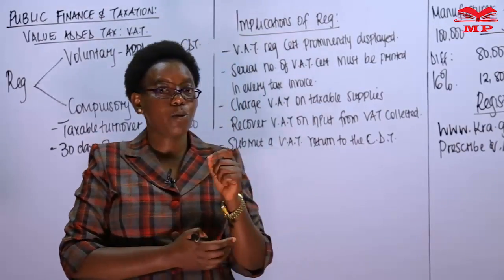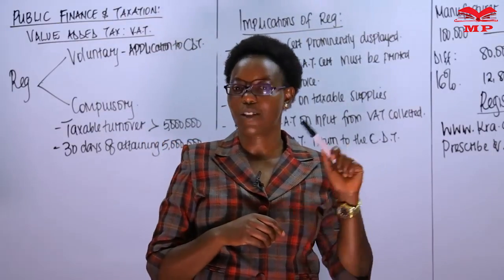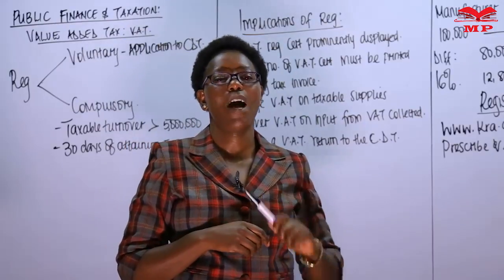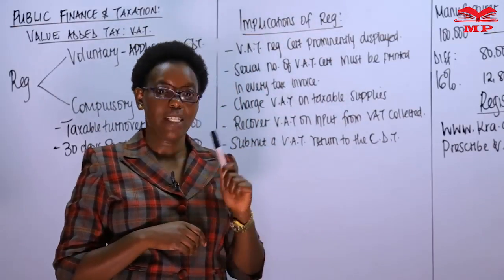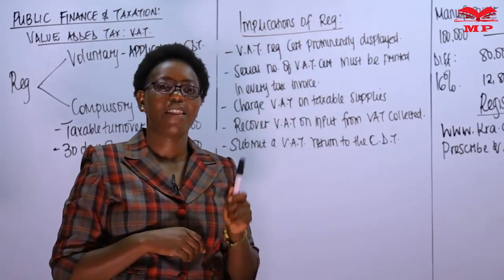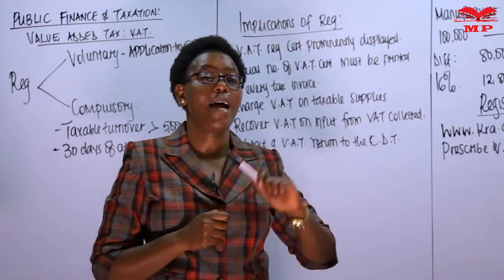So what you're supposed to do when you receive the certificate, you immediately do a stock take for everything that you have, the inventory that you have at the shop. The reason is that going forward, you need to claim the input VAT that you had paid on that stock, because that is what you will later sell.